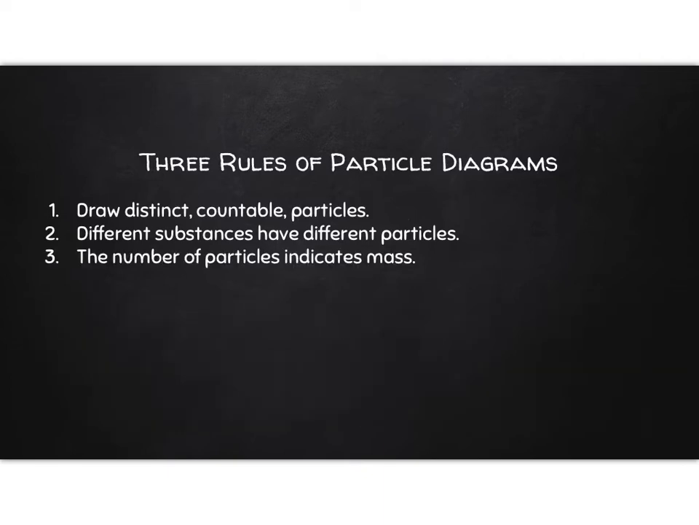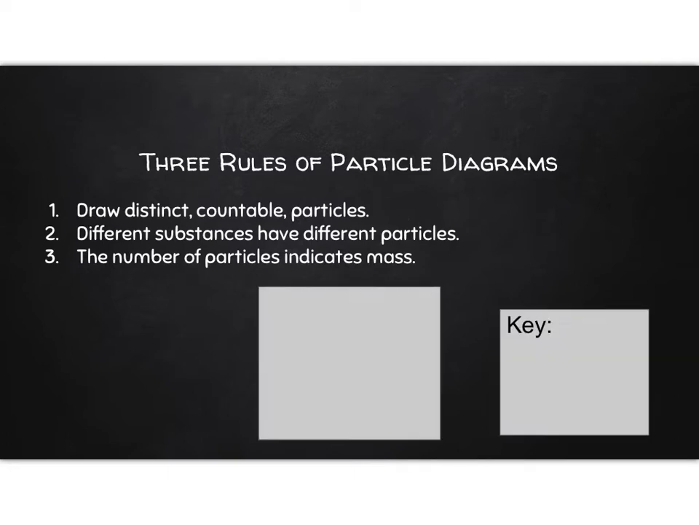The last rule is the number of particles indicates mass. If I draw 5 particles, and my key is 1 gram is equal to 1 particle, I now have 5 grams.